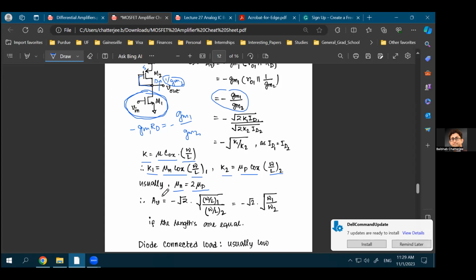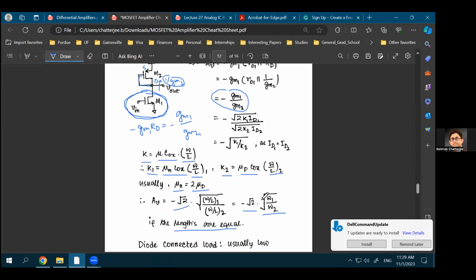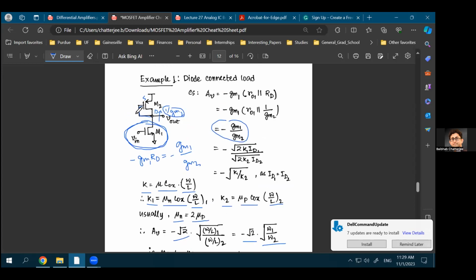Now, if that is true, then your Av becomes minus square root of 2 times square root of W over L of 1 divided by W over L of 2. And if your lengths are equal, then this just becomes minus square root of 2 times square root of W1 over W2. Yeah. So W is the width of the MOSFET. So width of the M1 MOSFET divided by width of the M2 MOSFET, taking a square root of that and multiplying it with the square root of 2, that will give you the theoretical gain of this system.